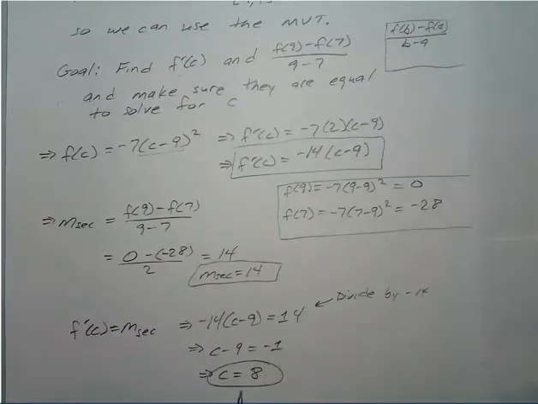Okay, so this value where c is equal to 8 is where you would have the same slope as the endpoints for your mean value theorem. So for your endpoints between a and b, the slope you have for that will be the very same slope at c equals 8.